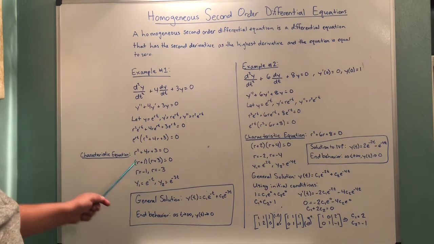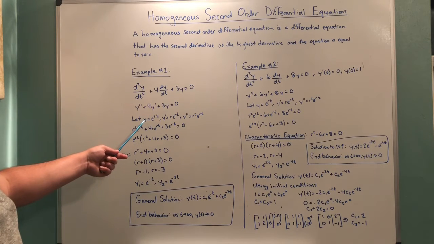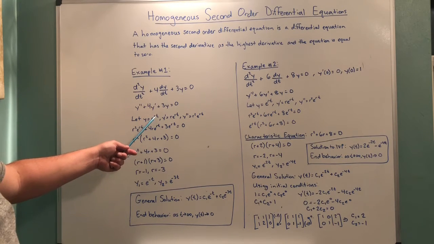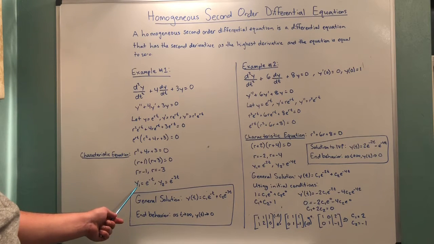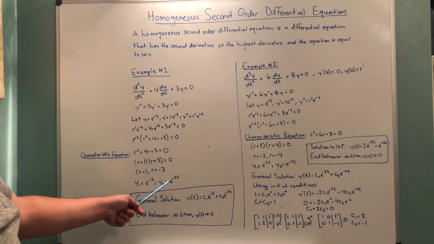Now, it is important to remember what r is. So we go back to what our y was originally. y was equal to e raised to the rt. So our first one, y1, is equal to e to the minus t. And then our second, y2, is equal to e to the minus 3t.